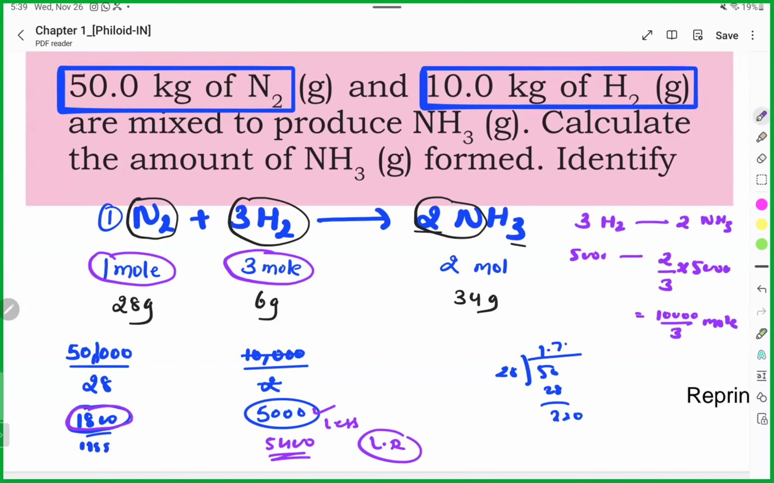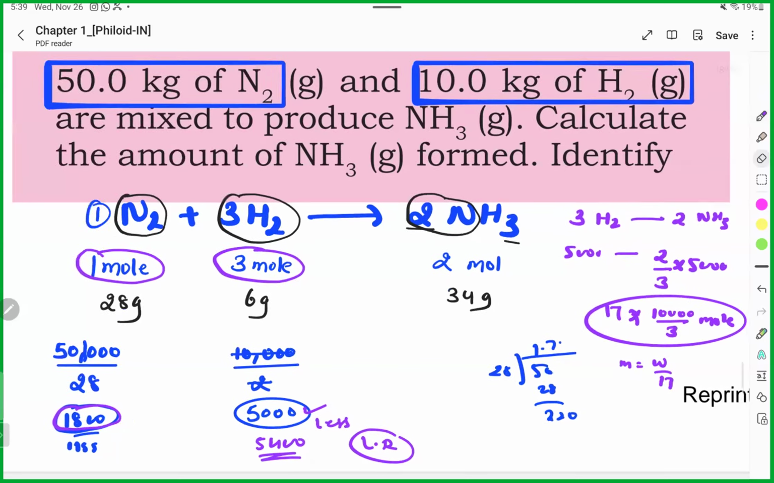Amount: moles is equal to given weight divided by molar mass. The molar mass is 17. Multiply this with 17 and you will get the answer. Done. Can you explain this last part, sir?